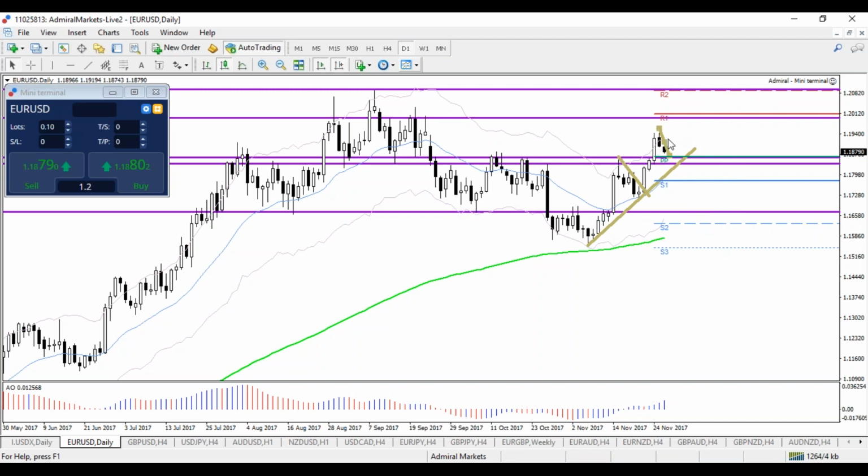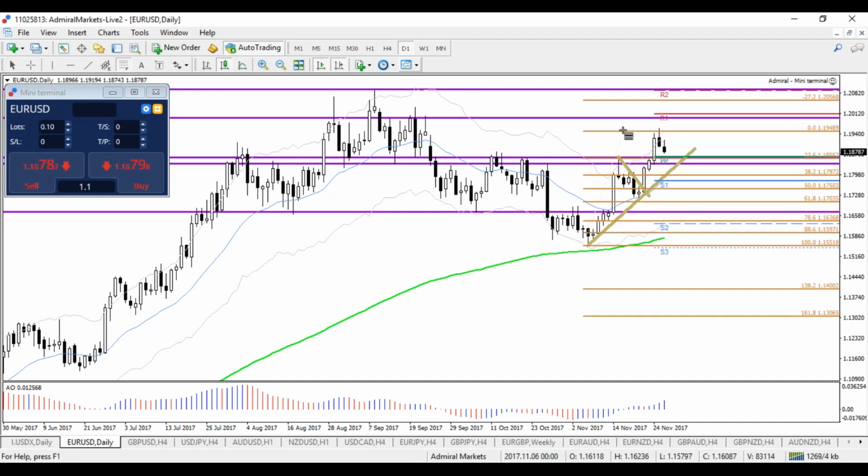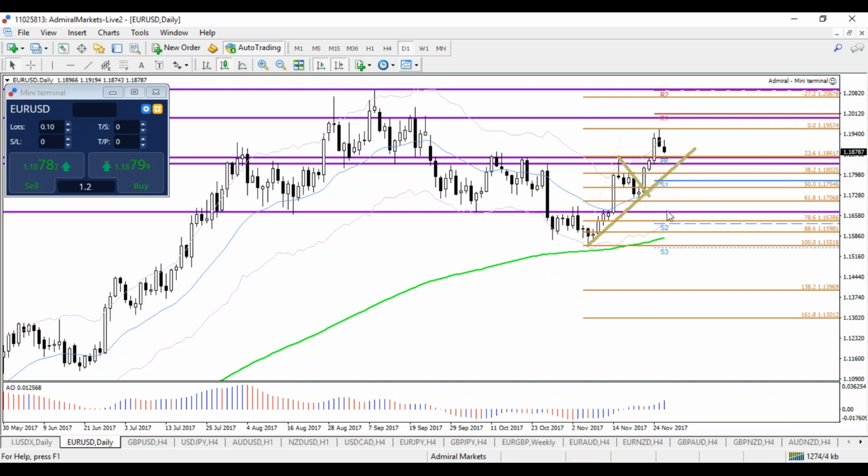We can also put a fib if price makes this downside break from here to here, and look for fibs and the S2, for instance, to provide support as well. The 61, 78.6 fib could be bouncing spots for upside. So I'll be looking for some long-term potential trades here from this support level.